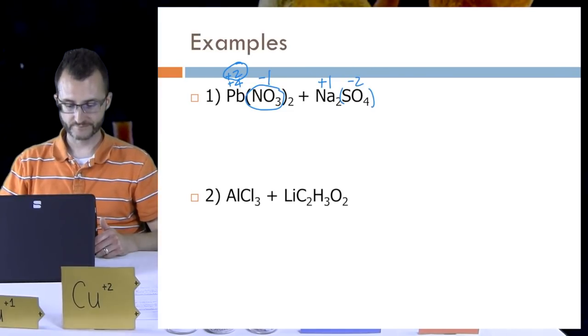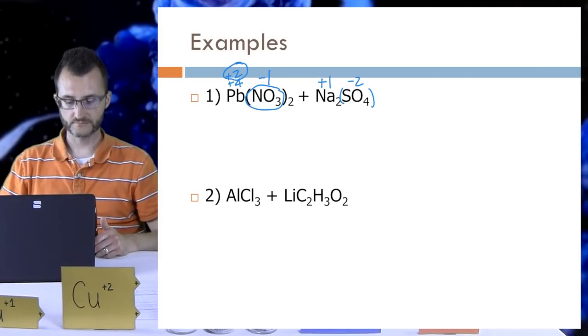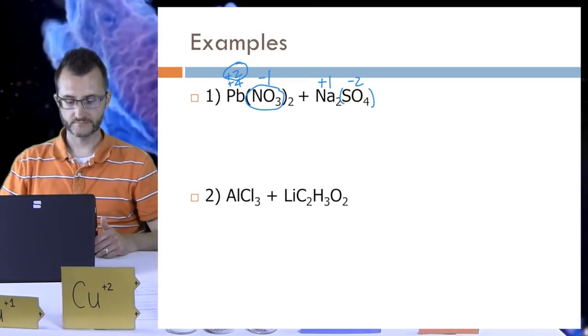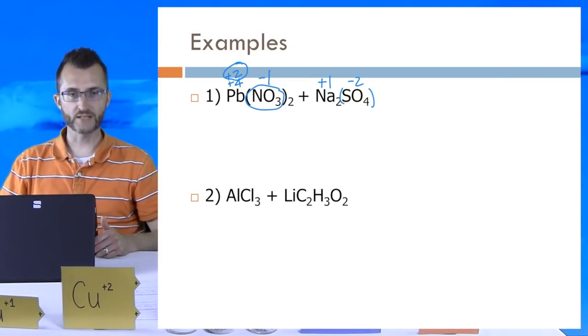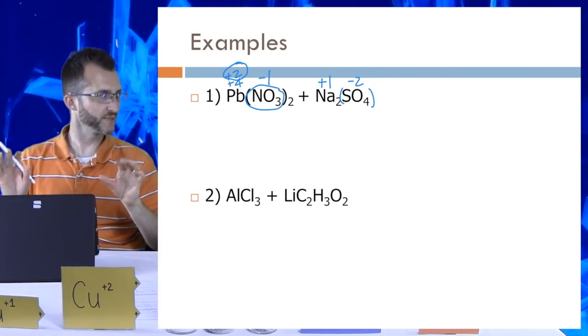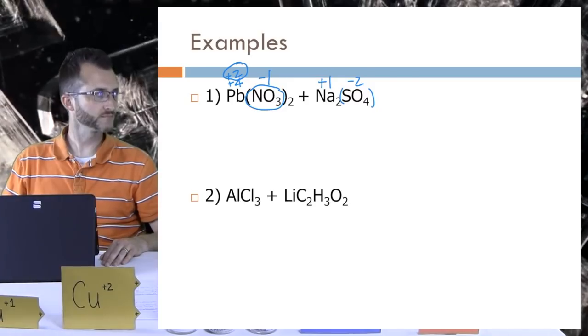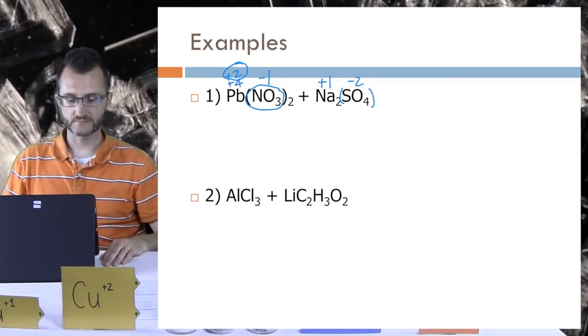Let's take a look at this equation one more time before we start predicting. This is a double replacement reaction, and we know this because there are two compounds. In single replacement, we had an element and a compound. To differentiate, when you see a single element, you have single replacement. Here, we have two compounds, so it's double.